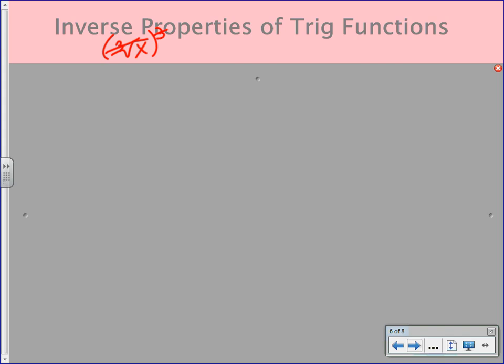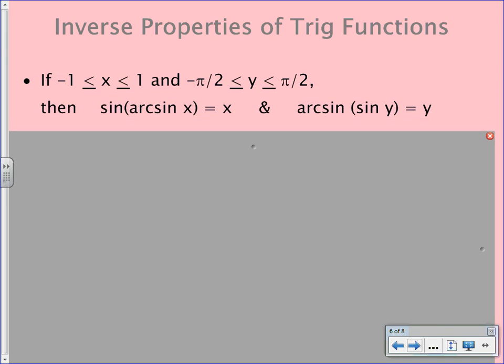Okay, so we have that relationship with our inverse trig functions, but it's very, very picky because our domain and range is very, very specific for our inverse trig functions. So we're going to go through these one by one.